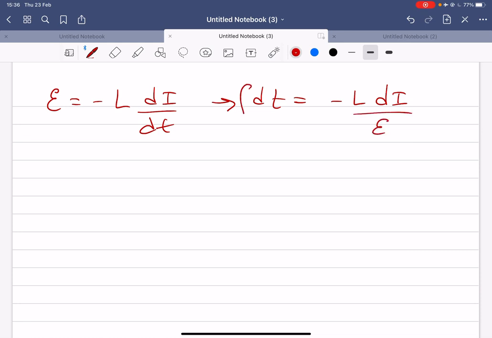So you have to take the integral from both sides, and finally you should get that time is equal to the negative of L I over EMF. So obviously the time cannot be negative, so you have to put a positive number for the time.